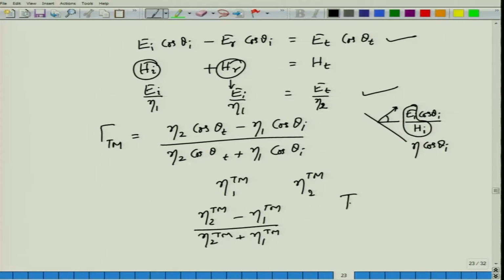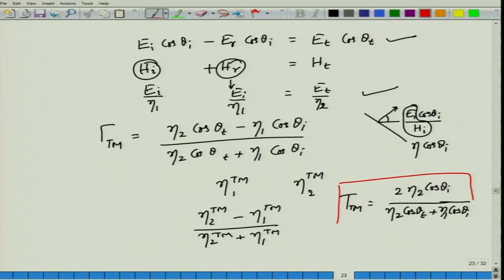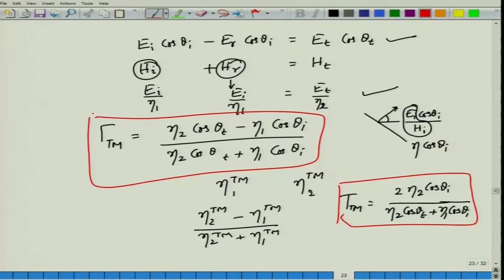The transmission coefficient for the transverse magnetic polarization case is given by 2 eta 2 cos theta I divided by eta 2 cos theta t plus eta 1 cos theta I. This is not the same as the reflection coefficient, so there is a slight change here, and do note that. So this is the transmission coefficient, and what we obtained earlier is the reflection coefficient.